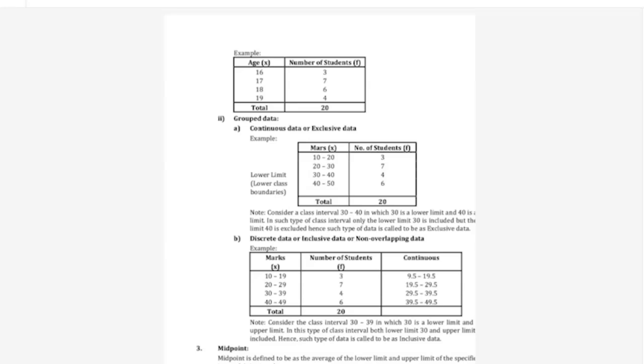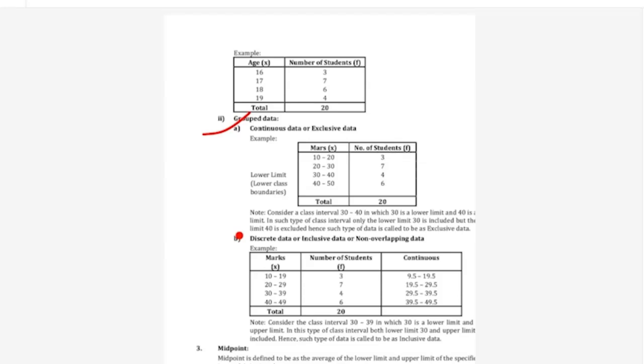But group data is also classified in two types. One is called continuous data and the other is called discrete data. Out of which today we'll be starting and completing the first type of group data, which is called continuous data. Everyone should make a note of that.